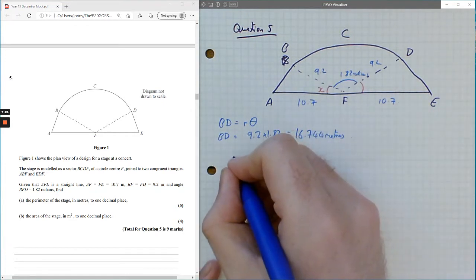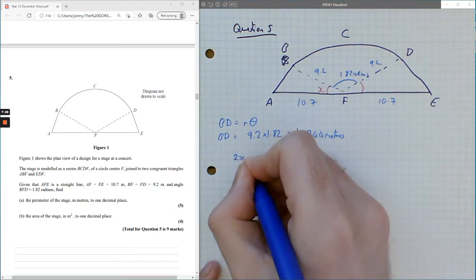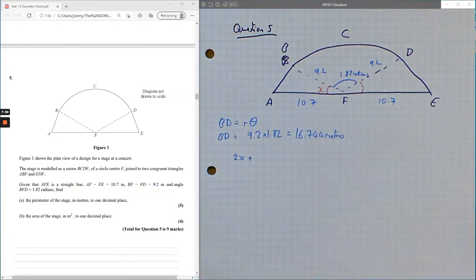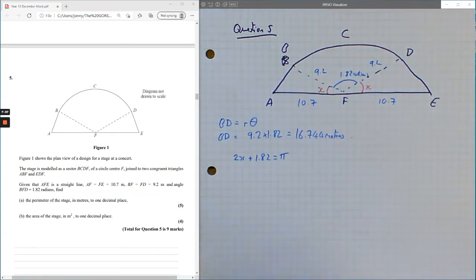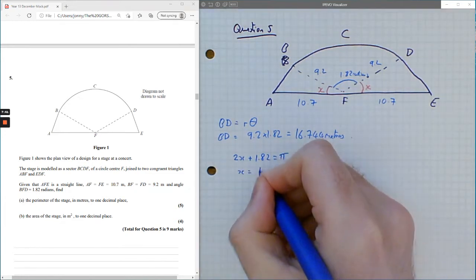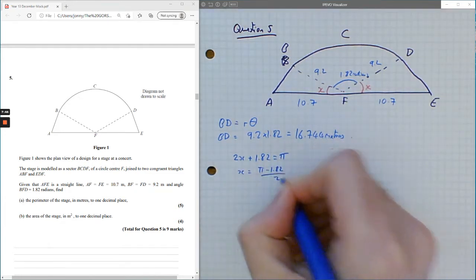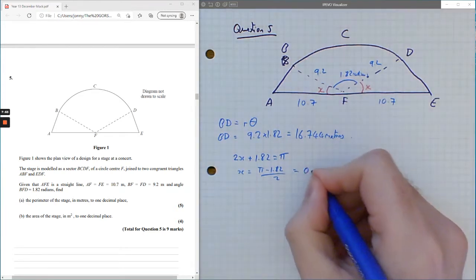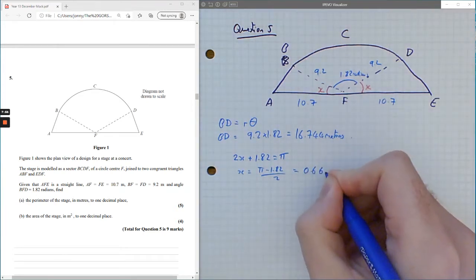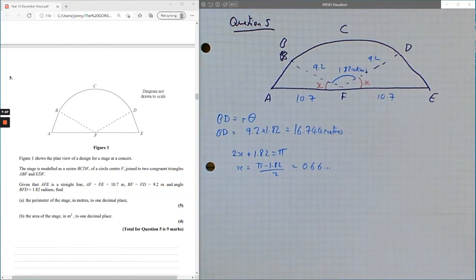So we would have the 2x, because we've got x, and we'd also have x on the other side. I'll label it like that. Plus 1.82 would equal pi radians. So then we can get the value of x by rearranging: pi minus 1.82, divided by 2. And that will give us 0.66 with some more values.